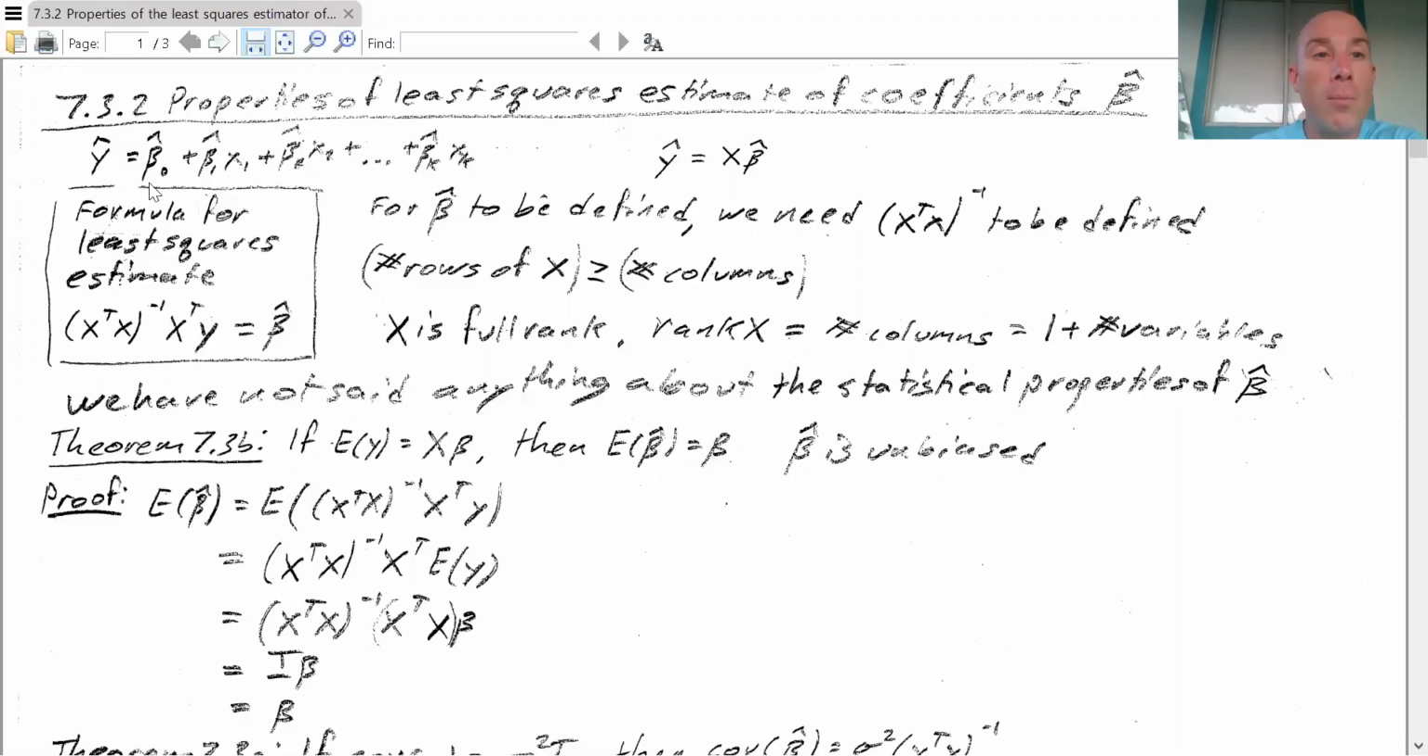So what we're going to do, we have a model, and our model is that the model value of y is equal to an estimated intercept plus estimated coefficient times our first predictor variable, estimated coefficient times our second predictor variable, and down the list all the way through to our last predictor variable times its estimated coefficient.